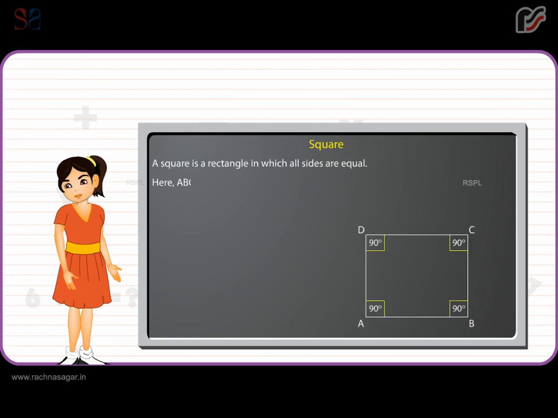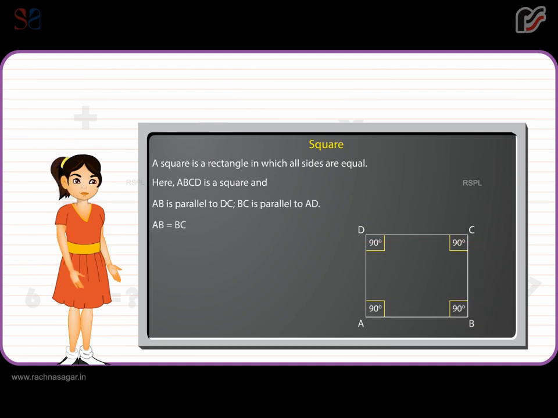Square. A square is a rectangle in which all sides are equal. Here, ABCD is a square and AB is parallel to DC, BC is parallel to AD, AB is equal to BC, is equal to CD, is equal to DA. Angle A is equal to angle B, is equal to angle C, is equal to angle D, is equal to 90 degree.